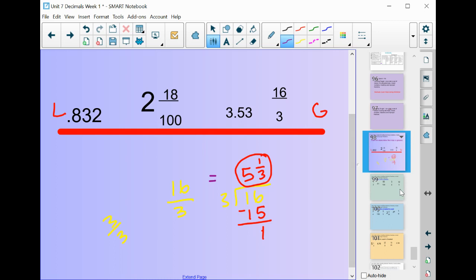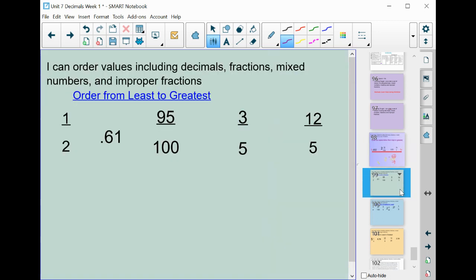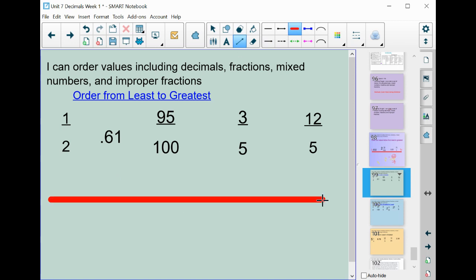Let's do another one. Okay, now this one has 1, 2, 3, 4, 5 values. Oh my goodness. So let's do our line again on our whiteboard. And now this one, I'm going to give you a little tiny bit more think time to do. We're going to do least again to greatest.